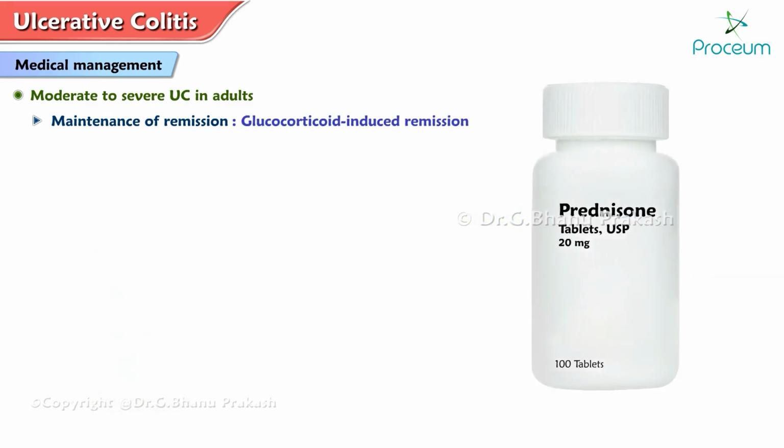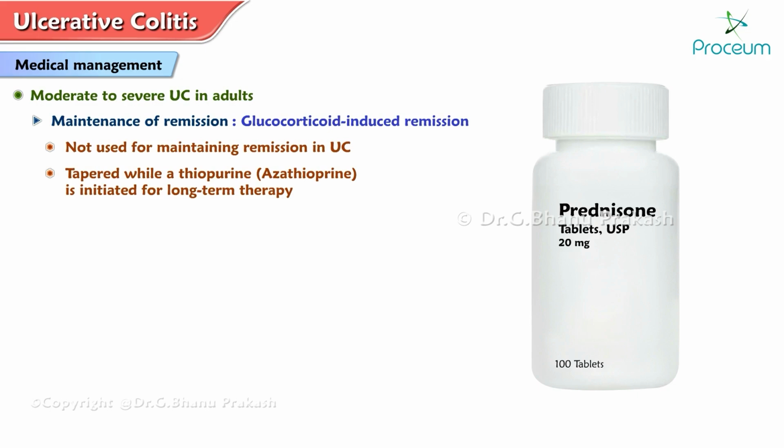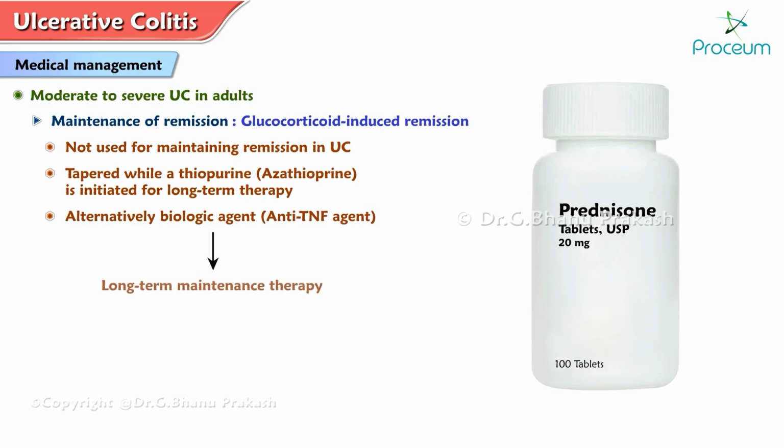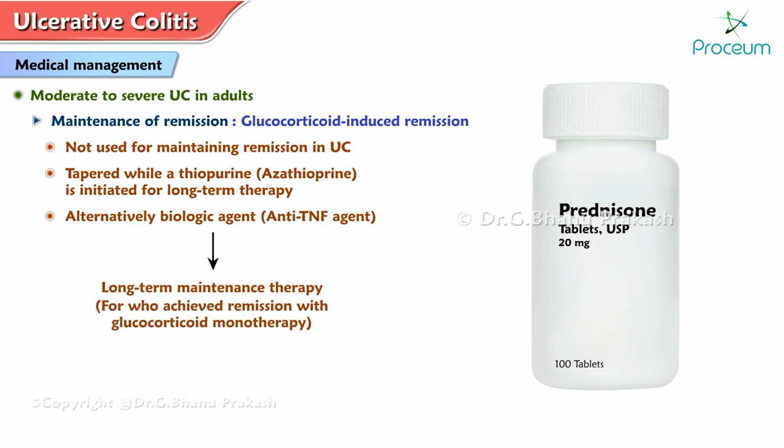Glucocorticoid-induced remission. Glucocorticoids are not used for maintaining remission in ulcerative colitis and should be tapered while a thiopurine, for example azathioprine, is initiated for long-term therapy. Alternatively, a biologic agent, for example anti-tumor necrosis factor agent, may be used as long-term maintenance therapy for patients who achieved remission with glucocorticoid monotherapy.